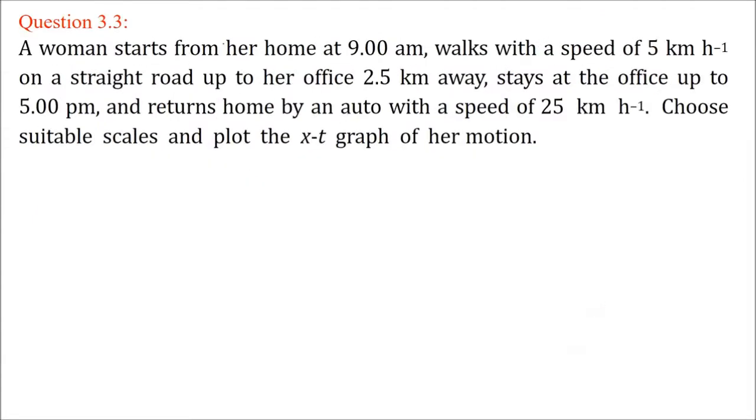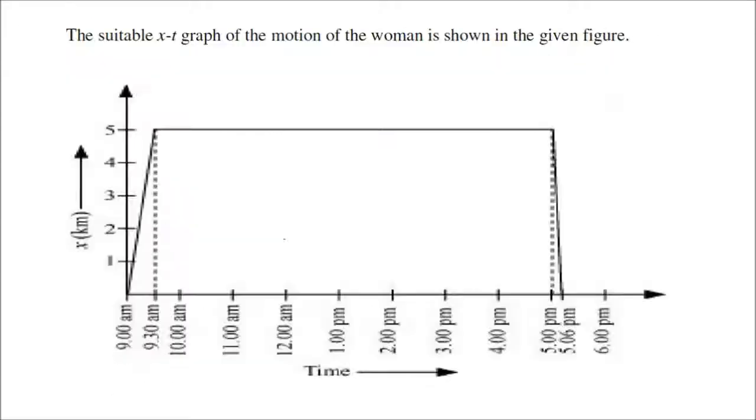A woman starts from her home at 9 a.m., walks with a speed of 5 km an hour on a straight road up to her office 2.5 km away, stays at the office up to 5 p.m., and returns home by an auto with a speed of 25 km an hour. Choose suitable scales and plot the x-t graph of her motion. The woman starts at 9, and by 9:30 she reaches here, at 2.5 km.